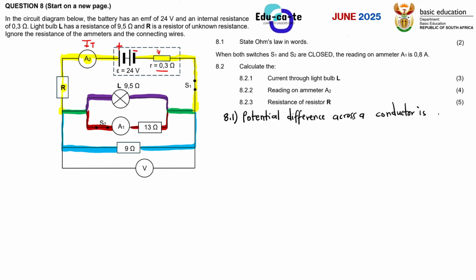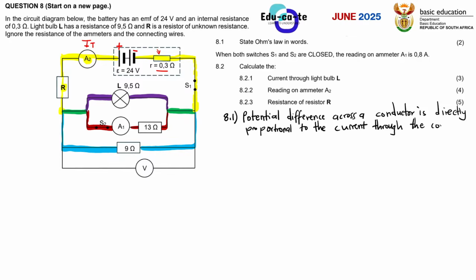is directly proportional. Remember, it is directly proportional to the current through, or you can say the current in the conductor. But all of this must happen at a constant temperature. That's how you state Ohm's law.